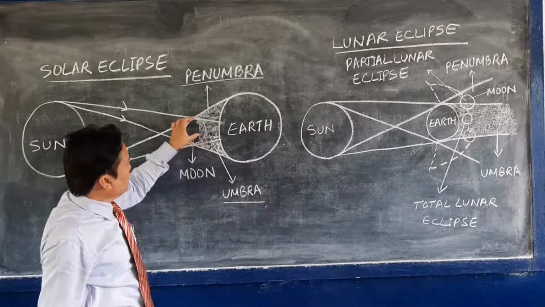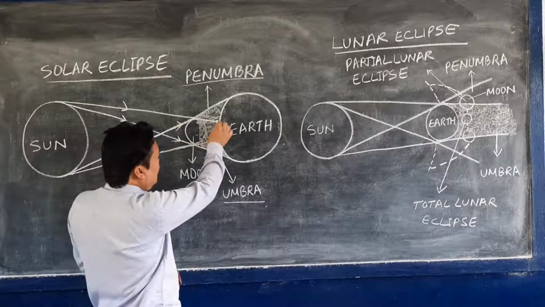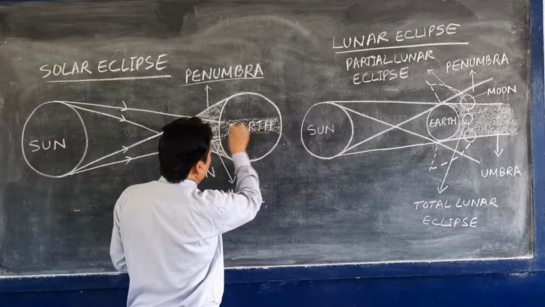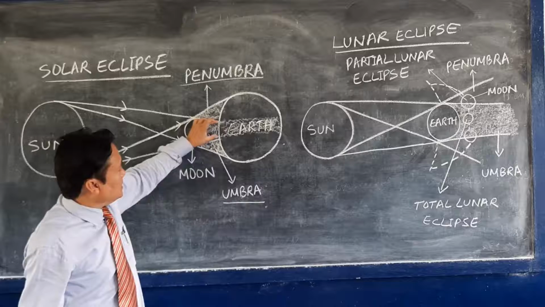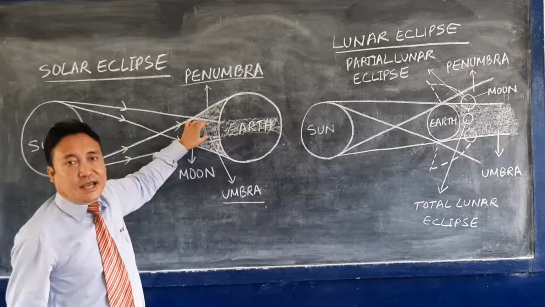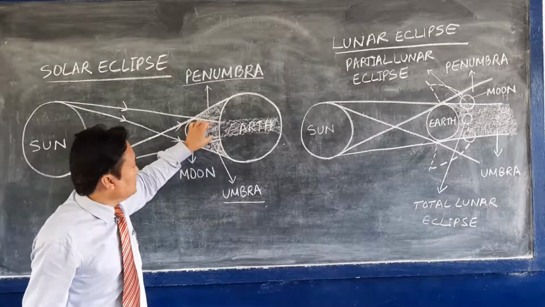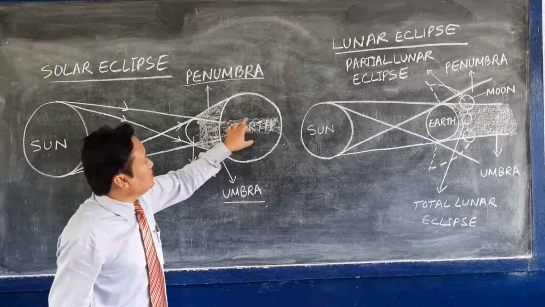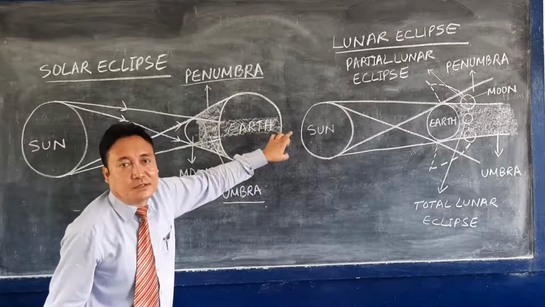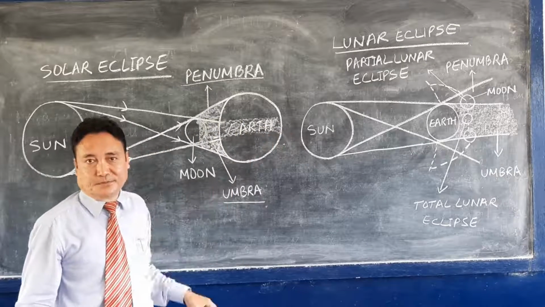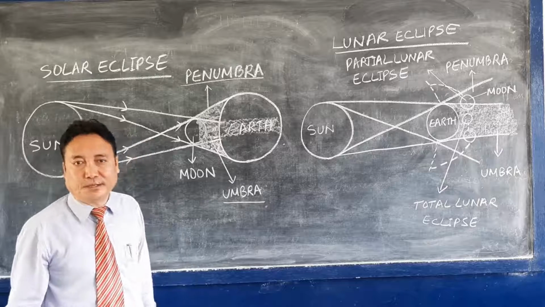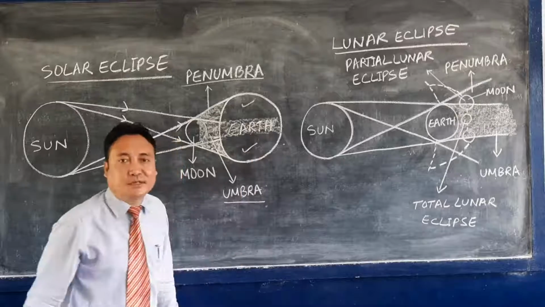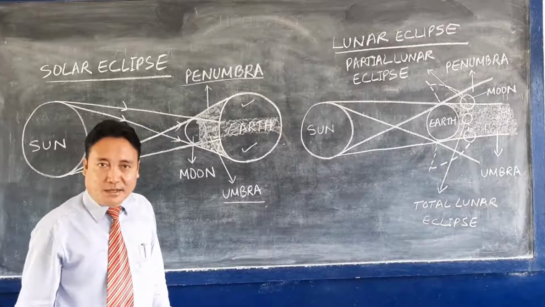Now the darker part of the shadow will fall at the middle. This central region, where the complete shadow of the moon is falling on the earth, we call the umbra. This is the complete dark shadow, and some regions of the earth will observe the total solar eclipse. That means it will become completely dark during the day.